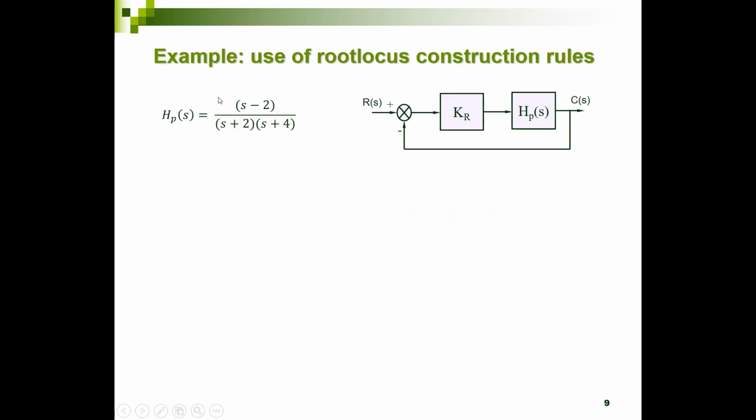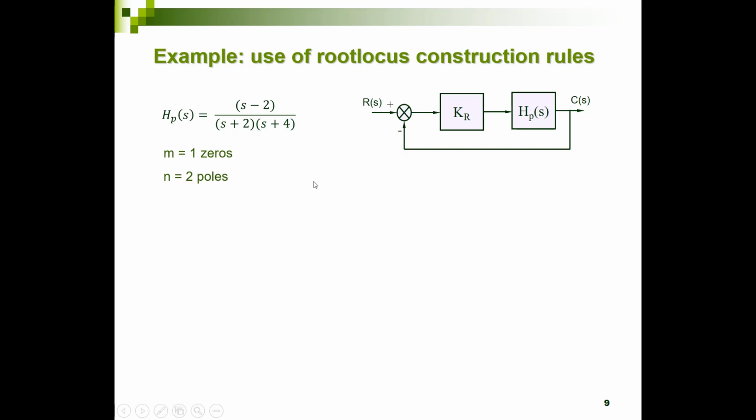So let's look at a simple system like HP is s minus 2 divided by s plus 2 times s plus 4, the system over here. We are going to construct the root locus for this system again by using the rules which we defined over here. We're going to use these 5 rules which I indicated in blue. So this system has 1 zero and 2 poles. 1 zero because there is only one s in the numerator, and the location of that zero is s is 2. And we have 2 poles, and these poles are located at the points s is minus 2 and s is minus 4.